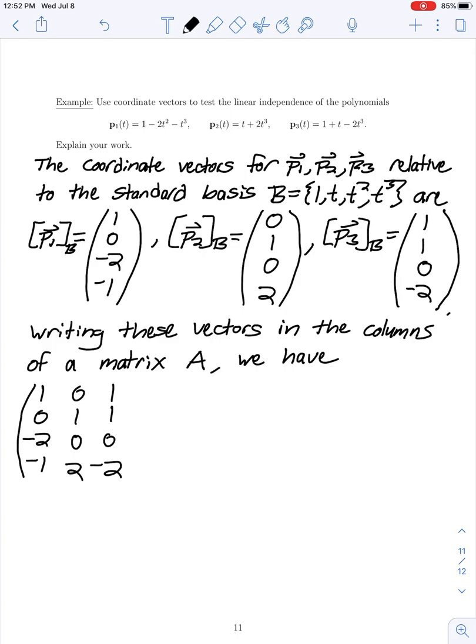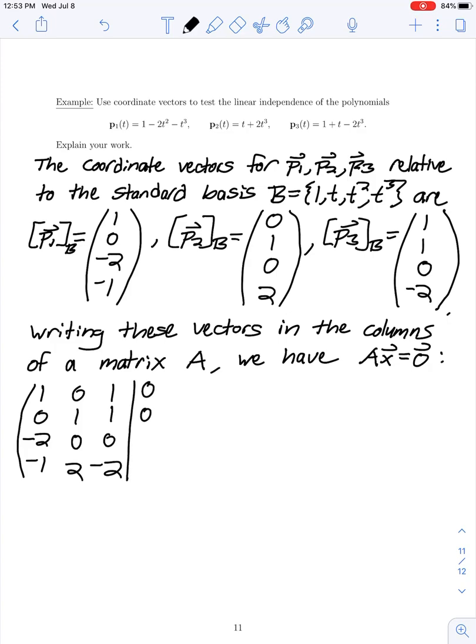Now, if this were a square matrix, which it is not, this was 4 by 3, we could use the determinant to determine whether our column vectors were linearly independent by using the invertible matrix theorem. However, this is not a square matrix, so the invertible matrix theorem does not hold here. But to determine whether these vectors are linearly independent, we want to see whether the equation Ax equals 0 has non-trivial solutions.